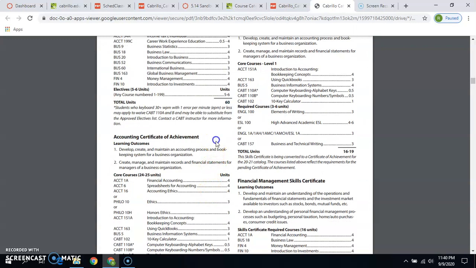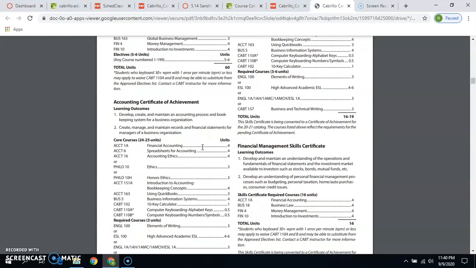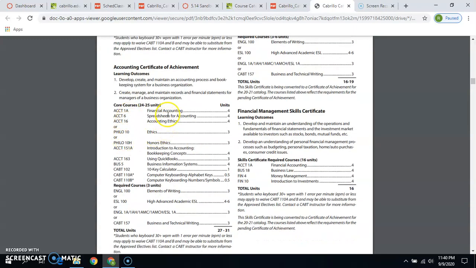Let's move to the next level. Let's say you didn't want to get an Associate of Science in Accounting because you have less time or you don't want to be in school very long. Your other option is to get a Certificate of Achievement, also in accounting. That one requires between 24 and 25 core units, which is exactly the same as a degree. So all these core units right here are required, but keep in mind, these 3 courses right here, you have options between Accounting 16, Philosophy 10, or 10 honors. So which one of those 3 will you take depends on you. But other than that, you need all the other courses.